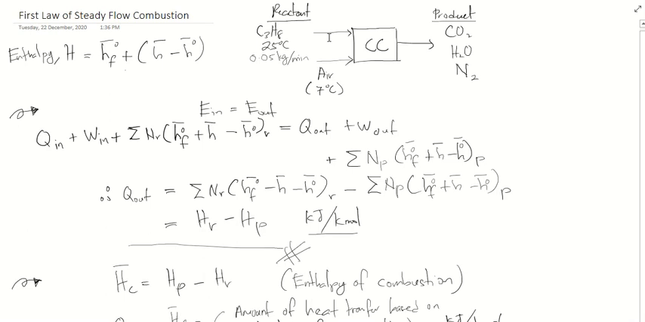Okay, so now we discuss how to determine heat transfer during the combustion process. Before that, some definitions and terminologies. Reactant is basically the fuel and air, right? And product is the product of those reactants after combustion.